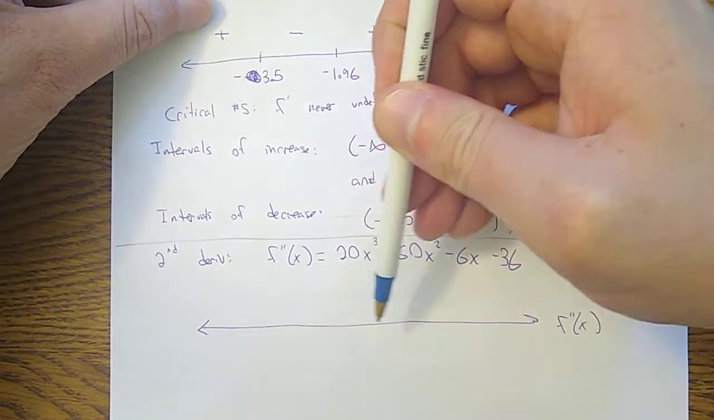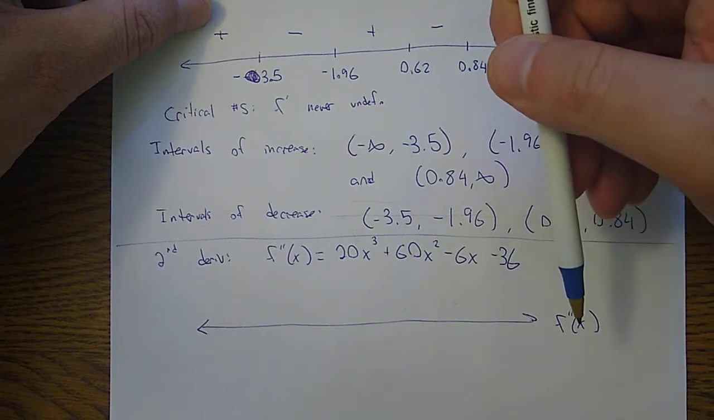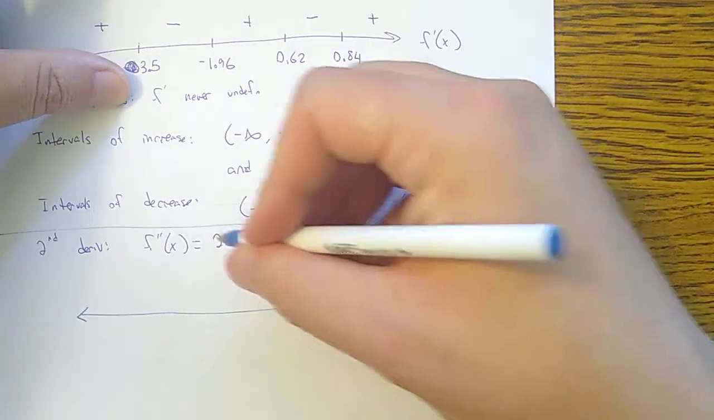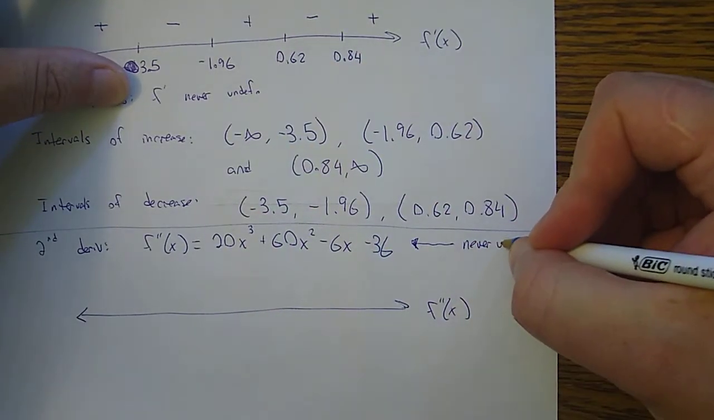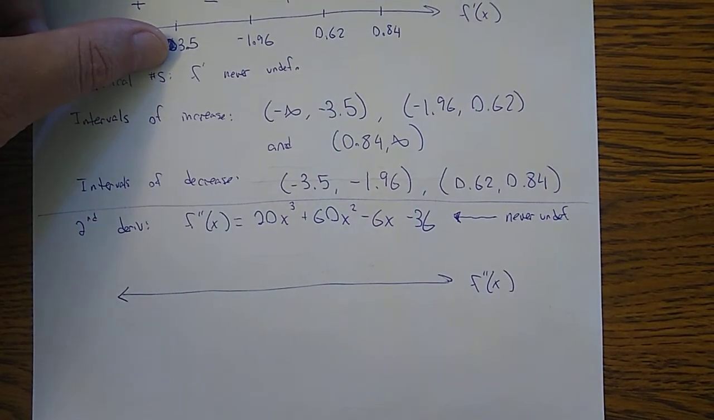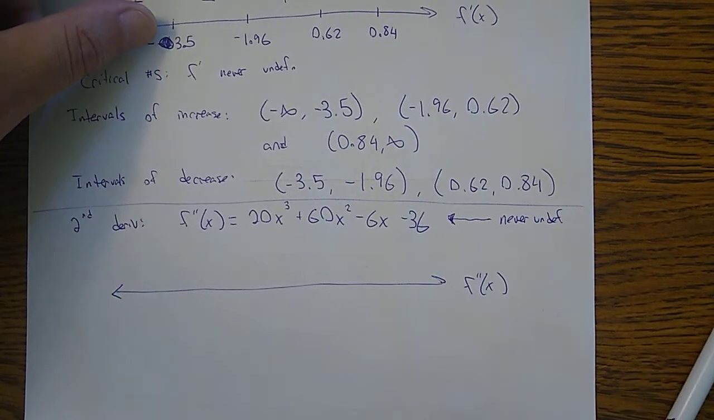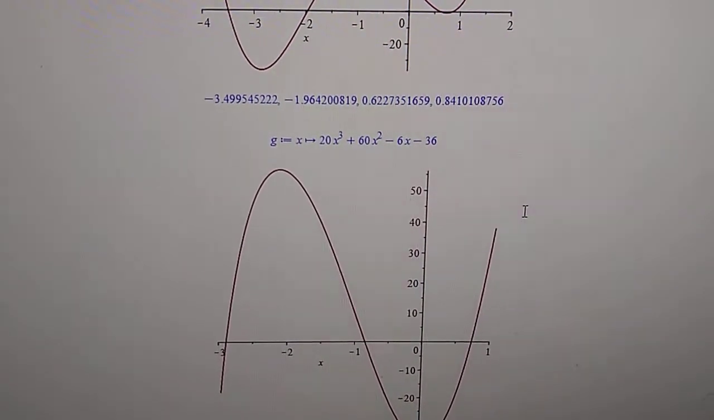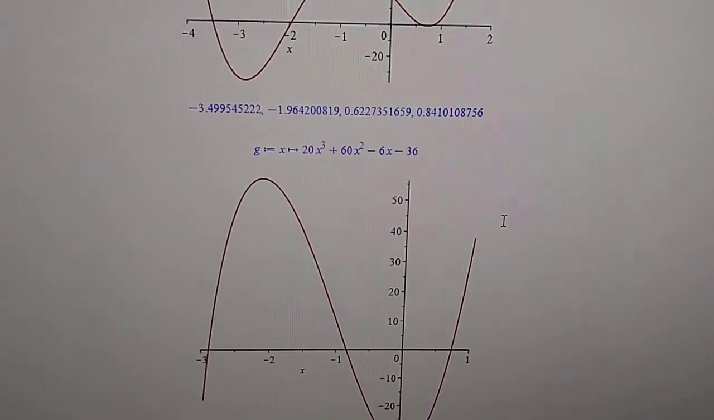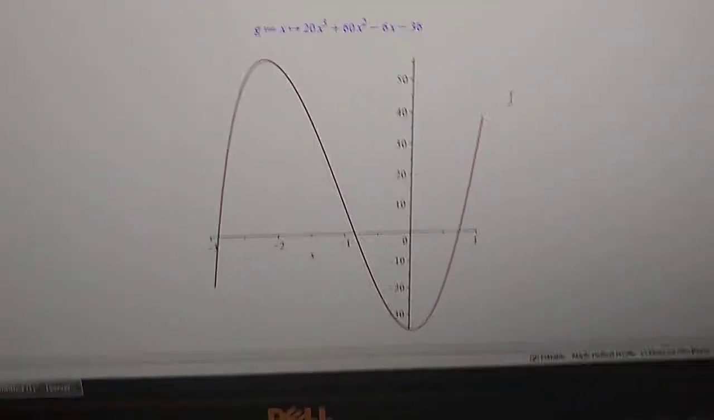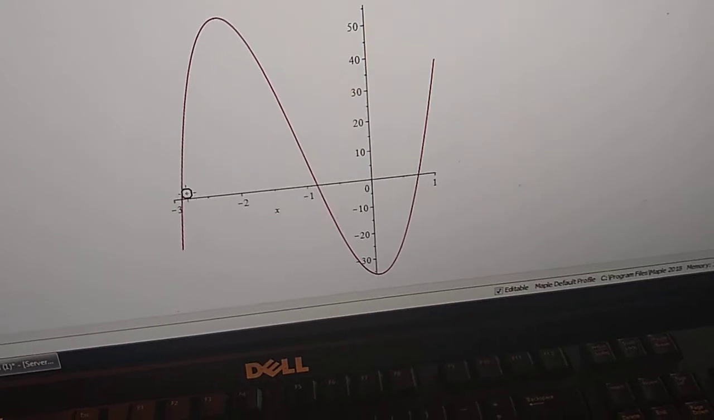On my number line, I want to mark any numbers where the second derivative is 0 or undefined. This is never undefined. This is a polynomial. But I should still find where it's 0. I can do my same tricks to determine that. So here I put in the second derivative, 20x cubed plus 60x squared minus 6x minus 36. And I plotted that. And then again, I can do the same trick. I can see the numbers where it's about 0.